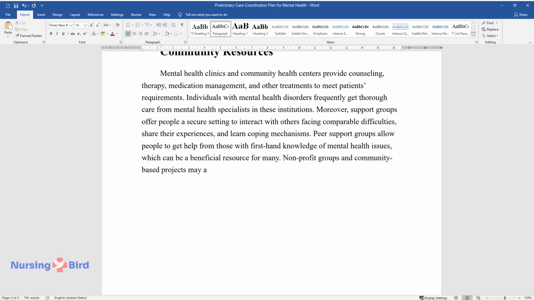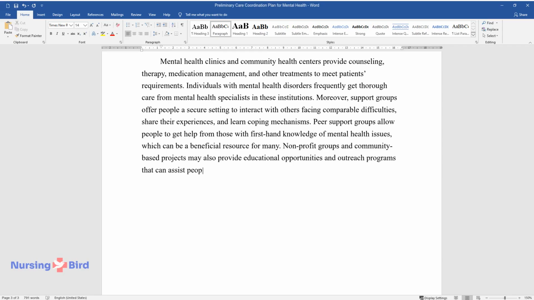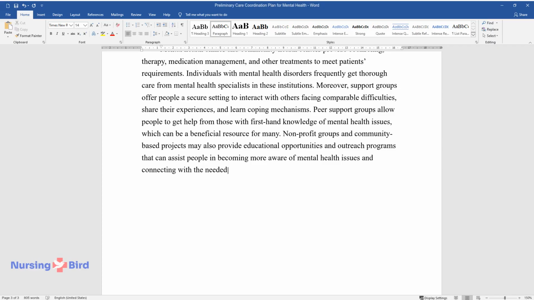Nonprofit groups and community-based projects may also provide educational opportunities and outreach programs that can assist people in becoming more aware of mental health issues and connecting with the needed services.